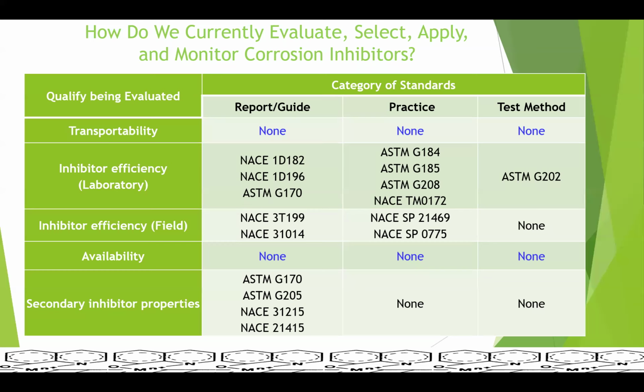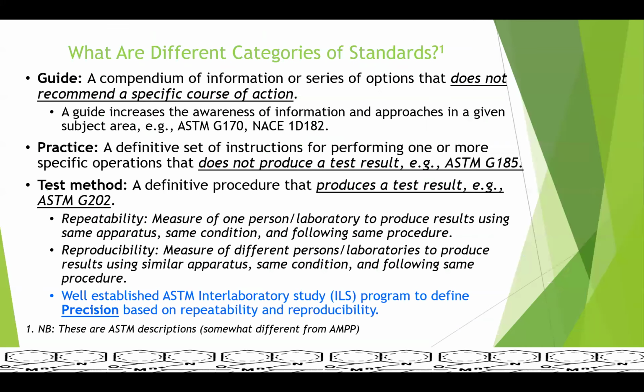What are the definitions or classification of these standards? A guide is a compendium of information or a series of options that does not recommend a specific course of action. Basically, a guide increases awareness of information or approaches in a given subject. In the case of corrosion inhibitors, we have ASTM G170 or NACE 1D182. So guide is the first step. The next step is standard practice.